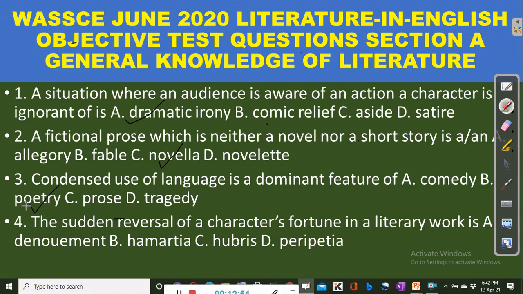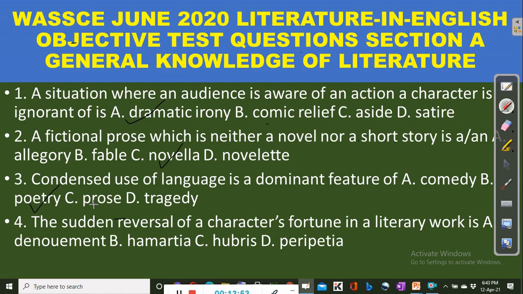Then B is poetry, and that is really the answer, because poetry is the genre of literature that uses condensed language. It makes use of condensed language as its dominant feature. That's why you can find a poem that is a single stanza, but when you analyze it, you have volumes of commentary about it, because it uses condensed language, different poetic devices, different figures of speech, creating imagery, and of course some use rhymes. Condensed language is the dominant feature of poetry.